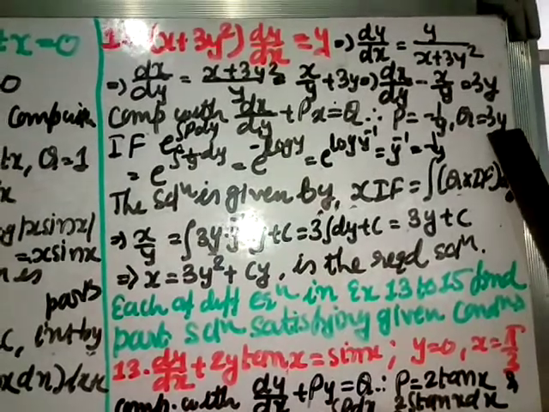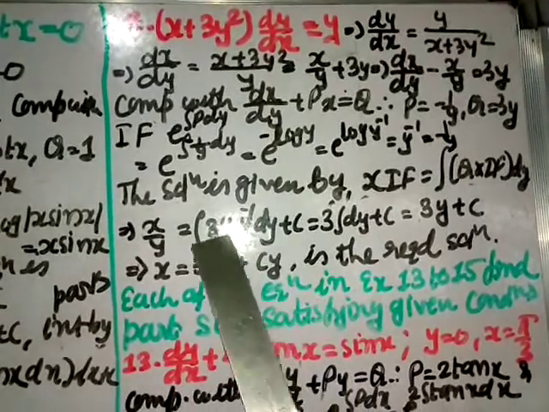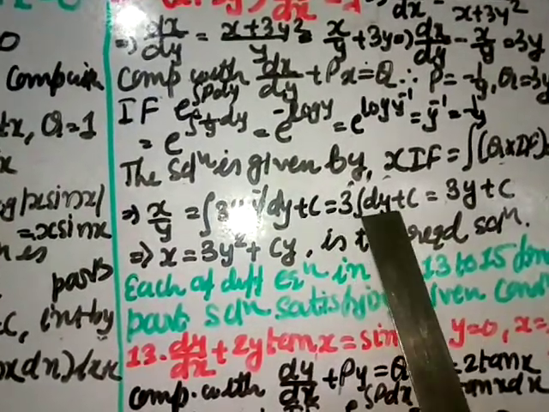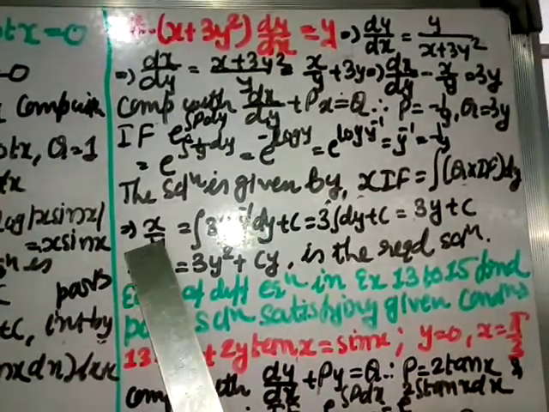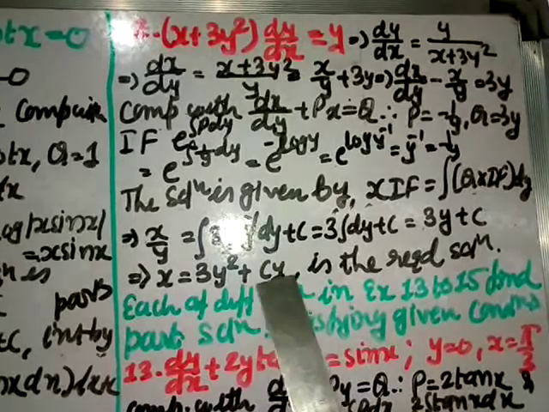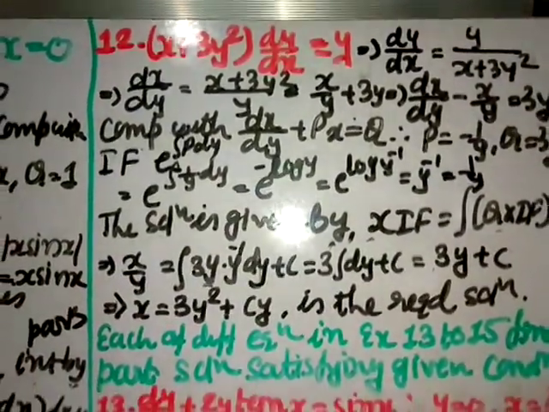This is 3y, the q value, and the integrating factor is 1 by y, or y power minus 1, so this gives you y power 0. That means 3 into integral dy plus c. Integral of dy is y plus c. Transfer this y over here, it will go in the numerator, so x is equal to 3y square plus cy, and this is the solution of the differential equation.